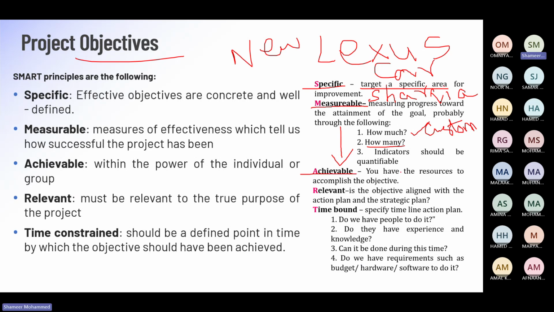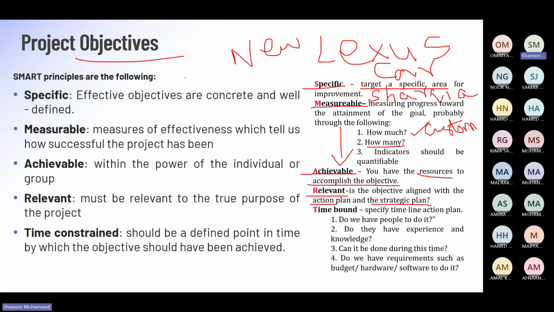Achievable. You have the resources to accomplish the objective. That is, do you have the people? Do you have the money to make this campaign, this launch of the new car, successful? So this question will answer you. You need to have people, money, and time to achieve this goal of the project. Next one is relevant, that is, suitable. This is the objective aligned with the action plan and strategic plan.